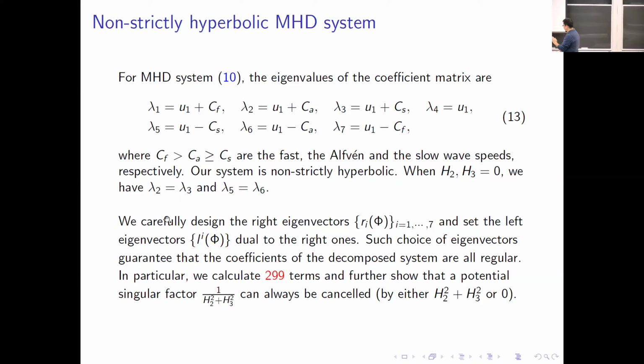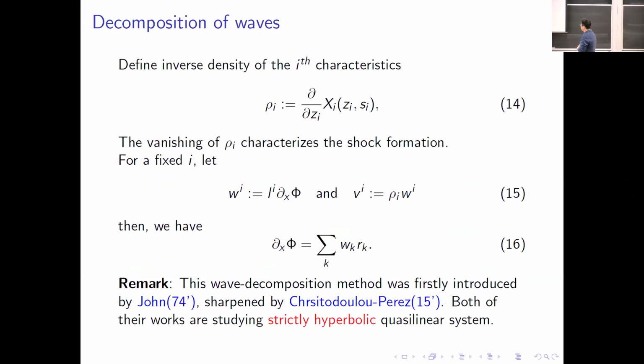But there is a particular choice, and after we choose this, all these terms will be cancelled, either by the numerator being the sum of H2 square plus H3 square. So by choosing this special left eigenvector, we verified almost 300 terms and the dangerous terms, and they all cancelled. Okay, so the decomposition of waves.